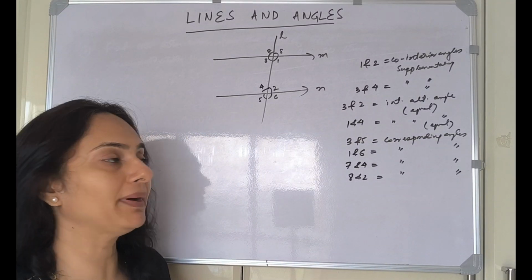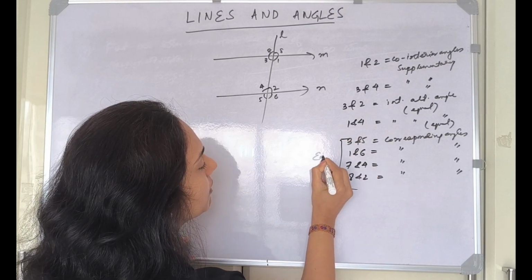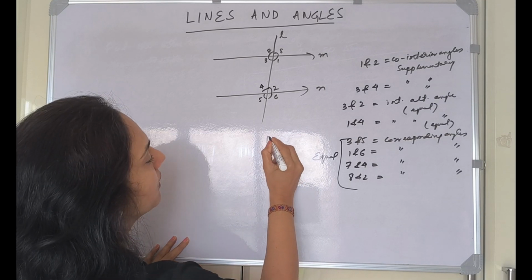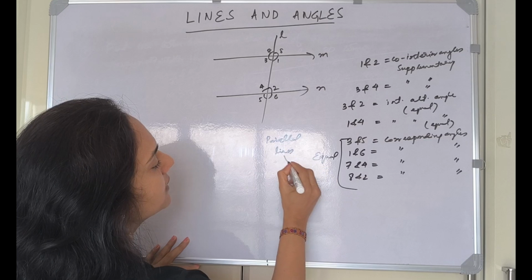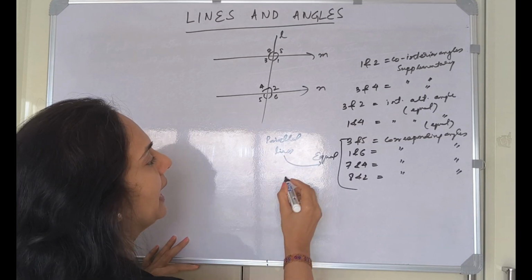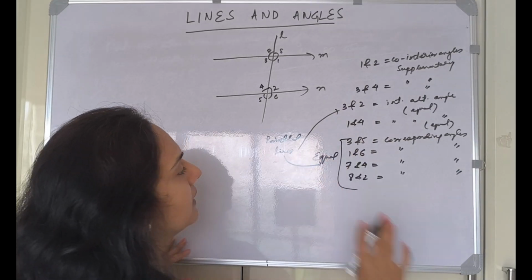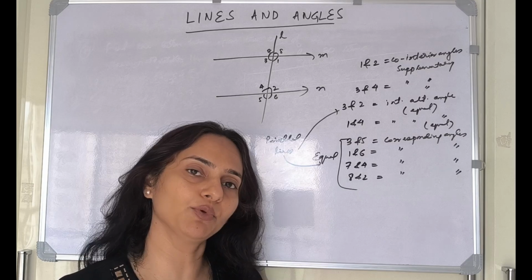So when the lines are parallel, corresponding angles will be equal. So for parallel lines, corresponding angles are equal, and for parallel lines, interior alternate angles will be equal. We should remember that. Now let's start with some questions.